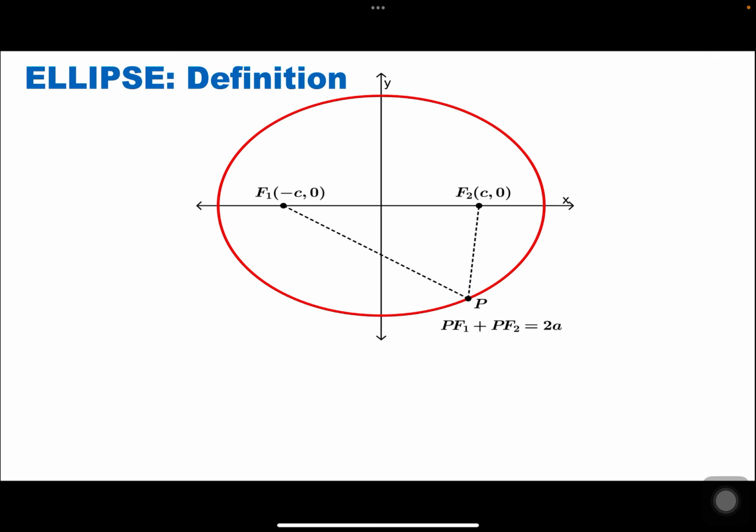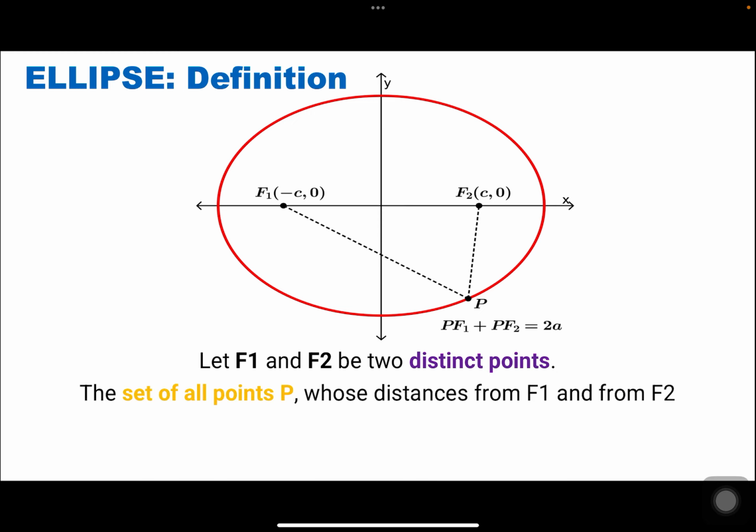Okay? So, as we all know, let F1 and F2 be the two distinct points that we call the focus. The plural is foci. Then, the set of all points, our P. So the distance from F1 to P, we just add it, plus the distance from F2 to P, and when added, it is equal to 2a.